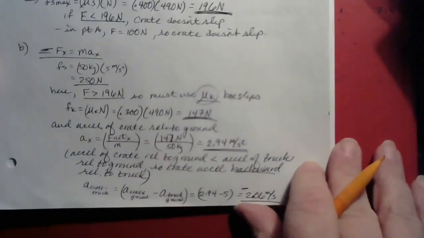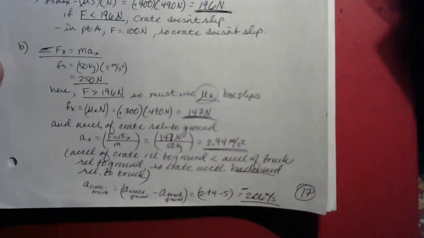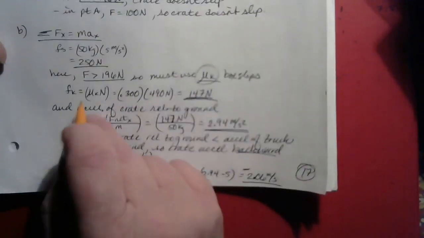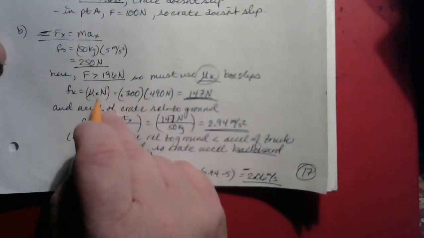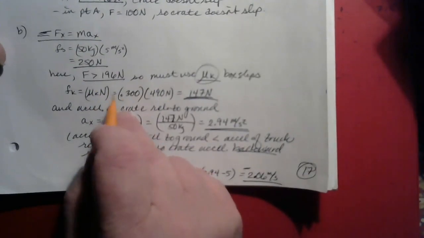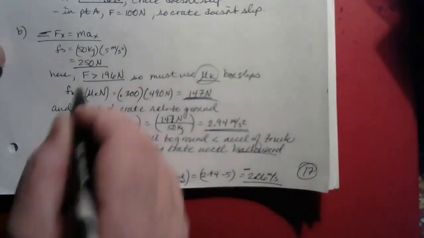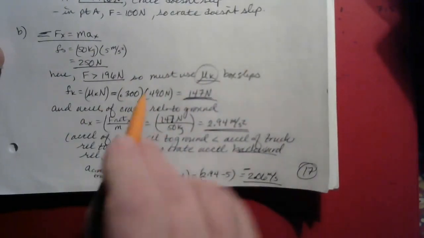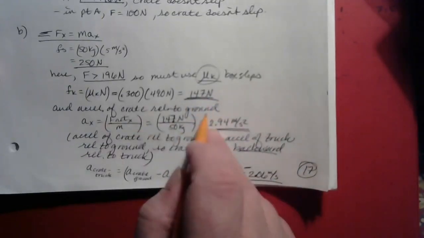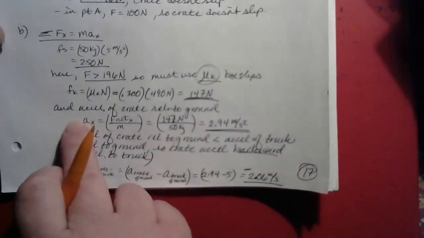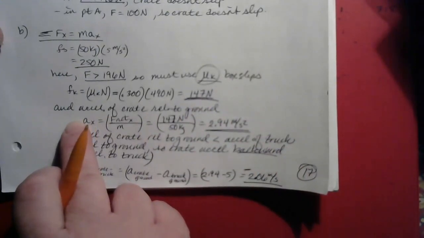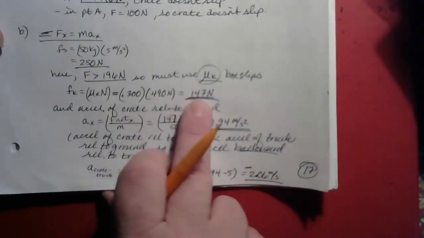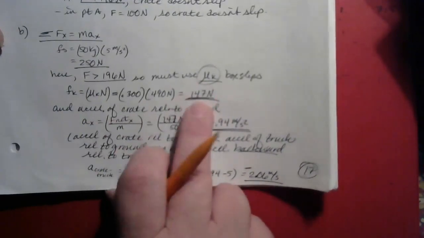And that means that you have to use the coefficient of kinetic friction instead. So the force of kinetic friction would be the coefficient of kinetic friction times the normal force, and that would be 0.3 times the normal force, which is still 490, and that would give us 147 newtons. And let's see, find the frictional force. That's what the question was asking for, the frictional force on the box.